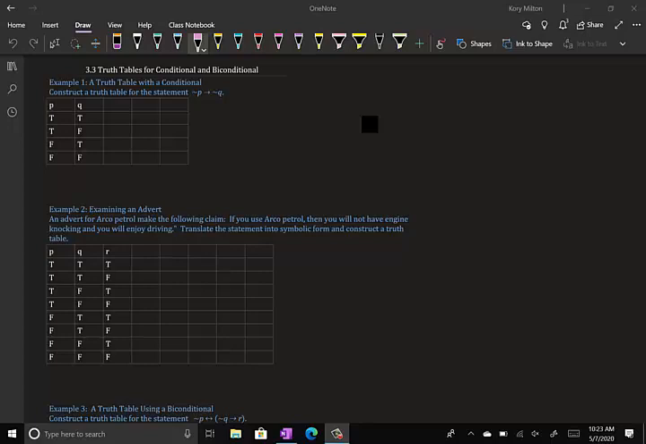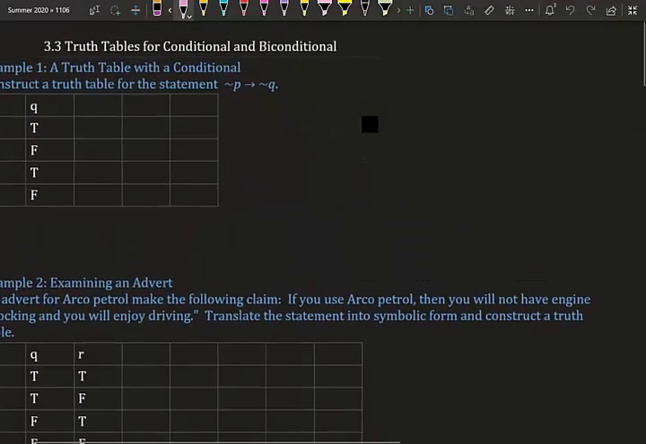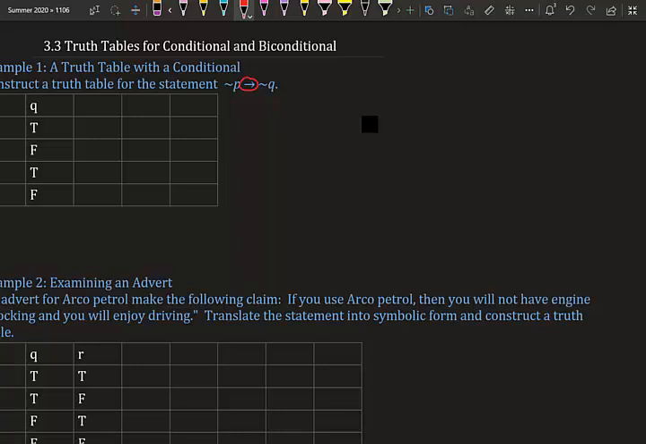3.3 Truth Tables for Conditional and Biconditional. So now we're going to be doing truth tables, but for if-then and if and only if statements. So for this symbol right here, go ahead and tell yourself what it is. When we have a single arrow, remember that is the conditional statement, meaning it's if-then.